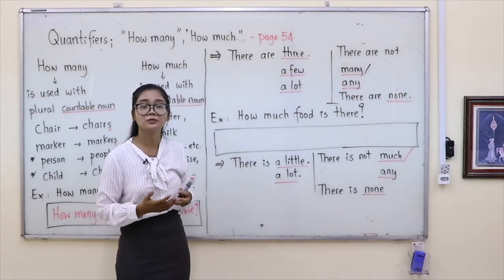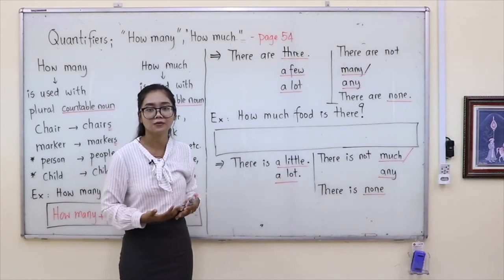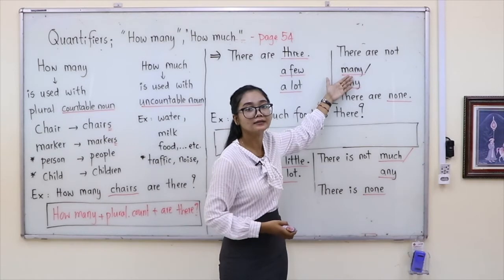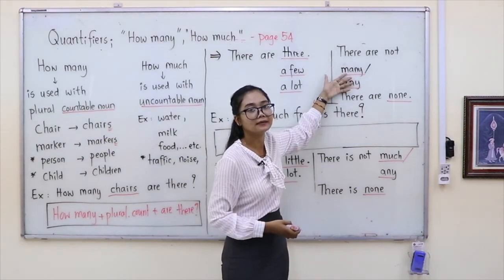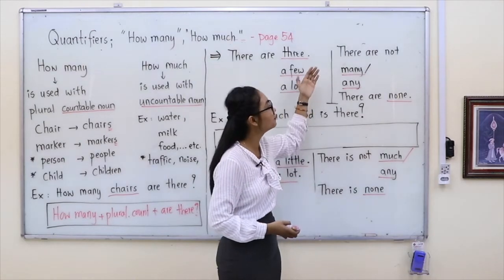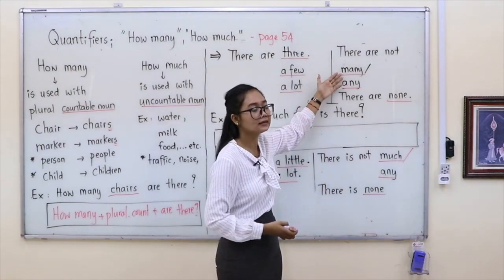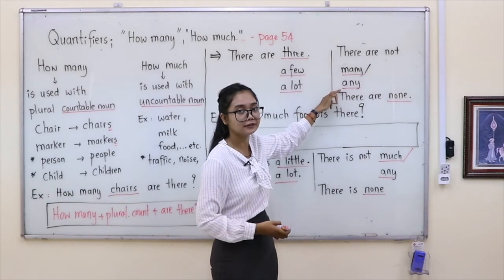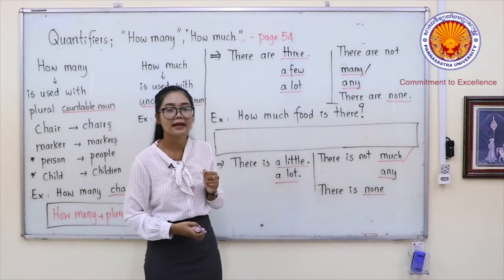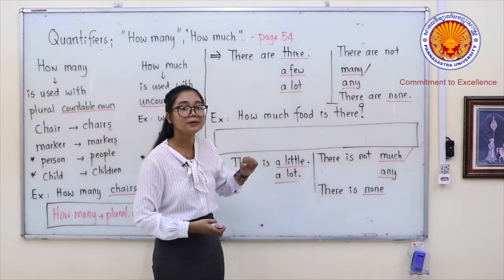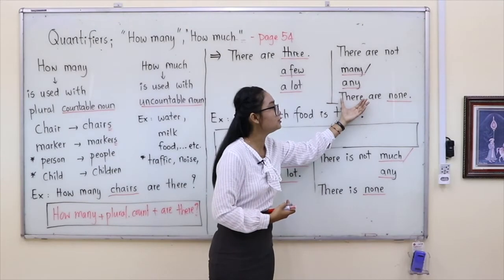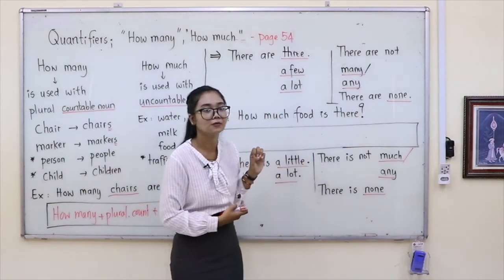So how do we answer with the negative form? Look at this slide. There are not many. Remember to use many in negative or question form. Another quantifier, there are not any. Alright everyone, there is one more word to make it negative. You can use none to make it negative.